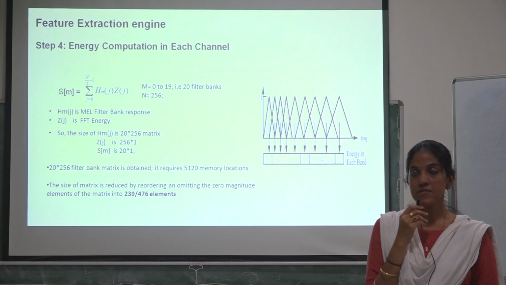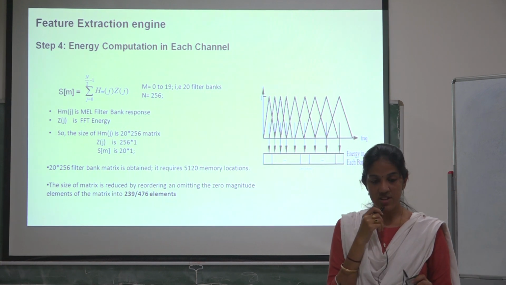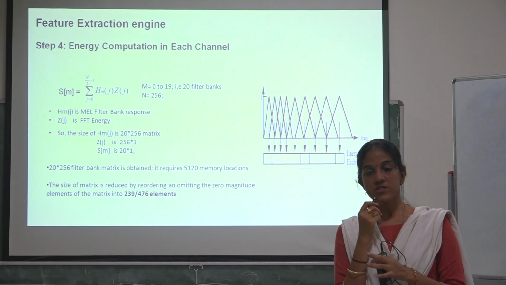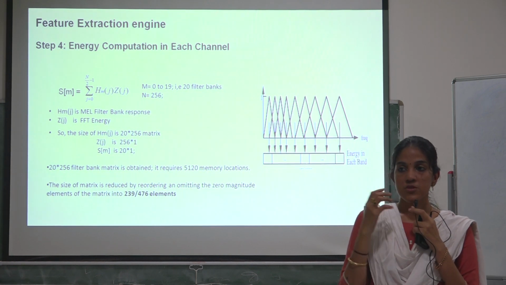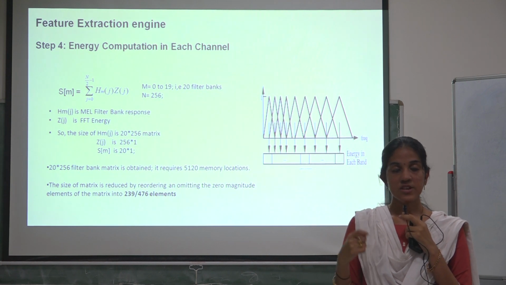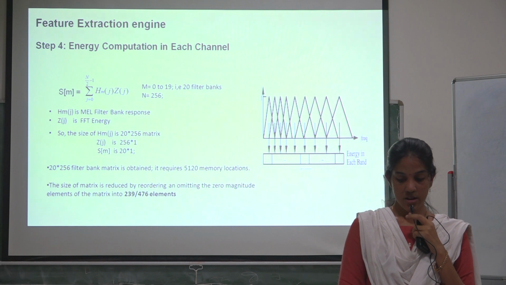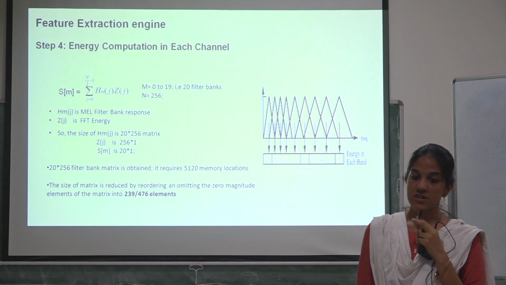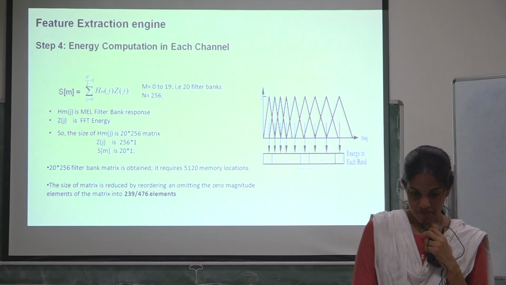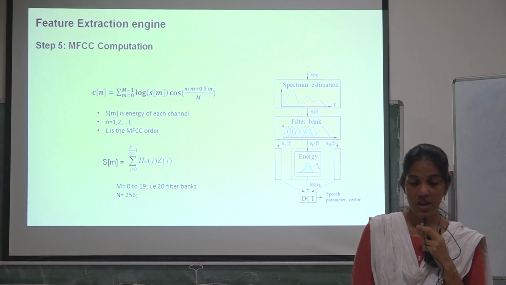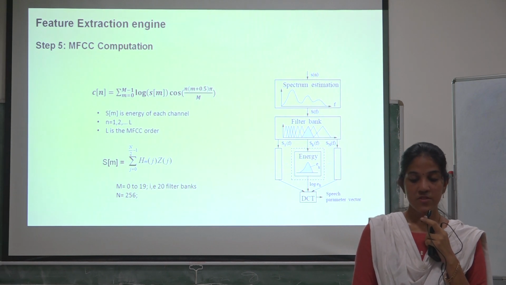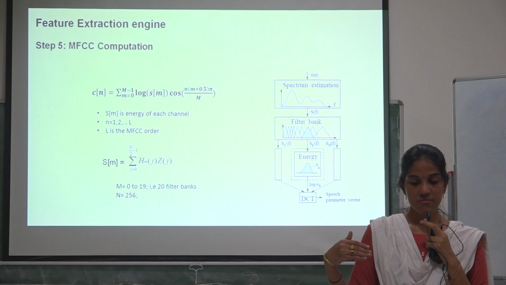So the next step is computation of energy in each channel. As we have seen, after performing the transformation and filtering, we need to get the energy of each bank, and the summation of that gives the energy computation. The next step comes with MFCC computation. Here we take the logarithm of energy and perform DCT.